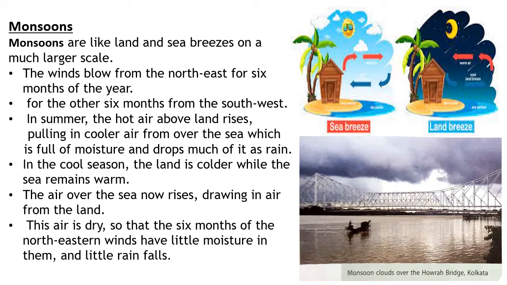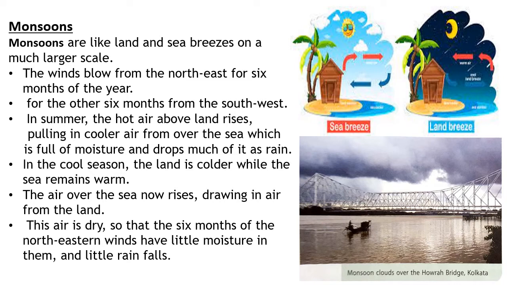Monsoons. Monsoons are like land and sea breezes on a much larger scale. As you can see on the right, there are two pictures. One picture shows the sea breeze and the other one shows the land breeze. Sea breeze is the one that takes place during the day, while land breeze is the one that takes place during the night. The sea and the land have different capabilities of heating up. The sea heats up in much more time while the land heats up quickly.